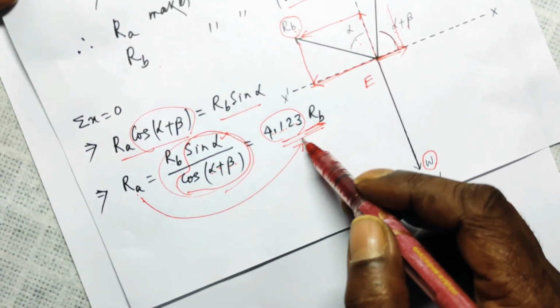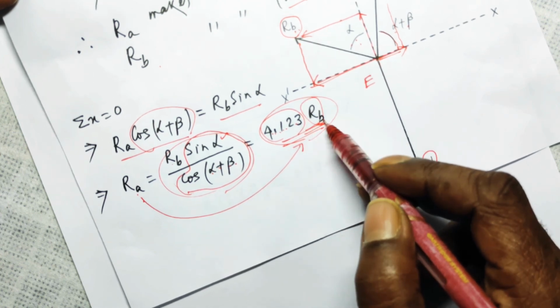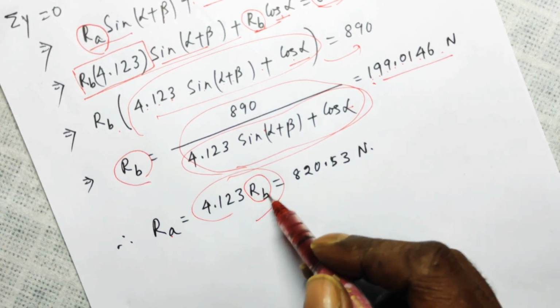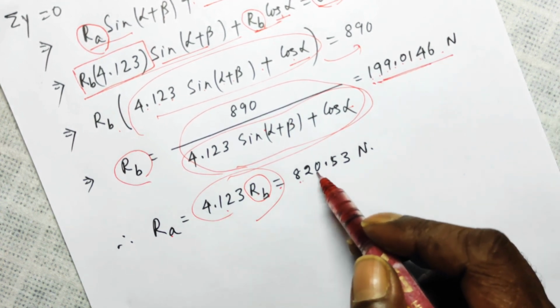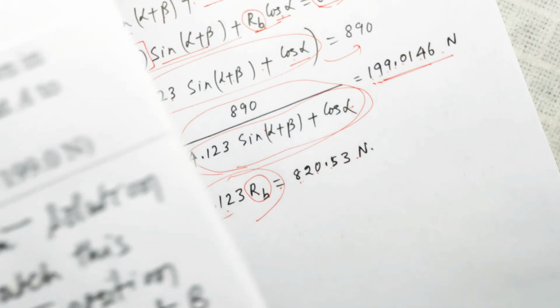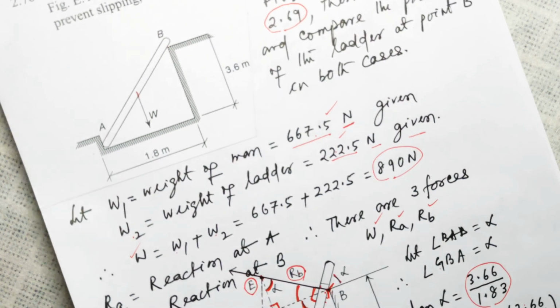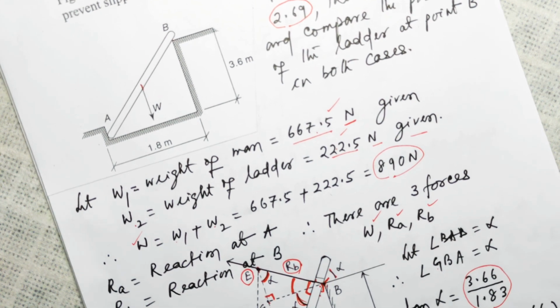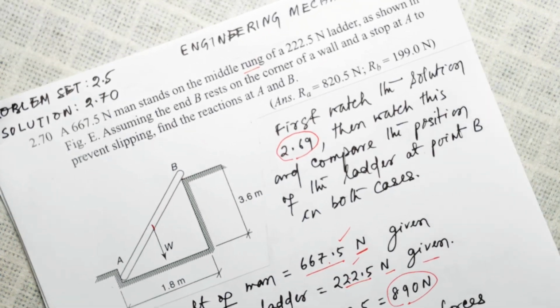So now since RB is known and RA we had calculated as 4.123 RB, put the value of RB here, multiply, this comes out to be 820.53 Newton. It's very interesting, and you are likely to get such questions in competitive exams like JEE Advanced, but not in GATE, because if you are applying for civil service and there are lengthy questions to be answered, 5 marks, 10 marks, then such a lengthy question can be asked. So thank you.